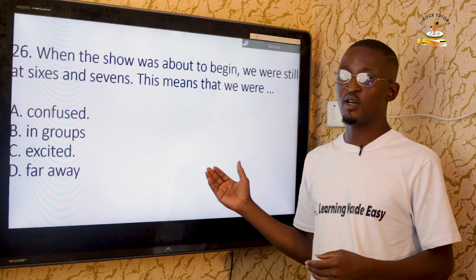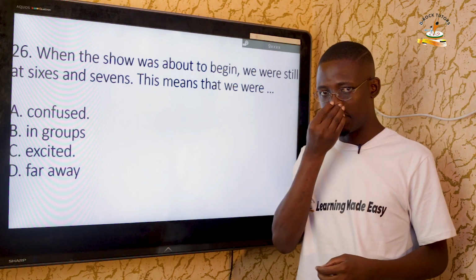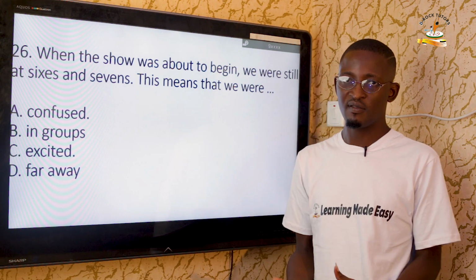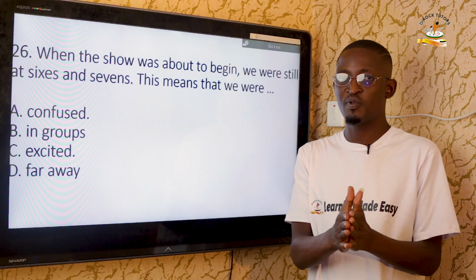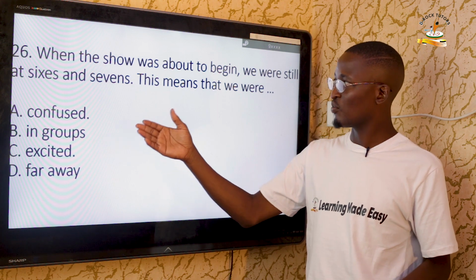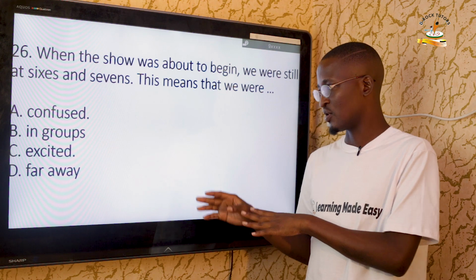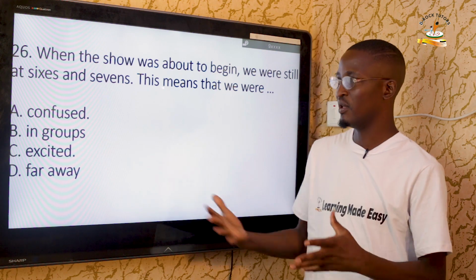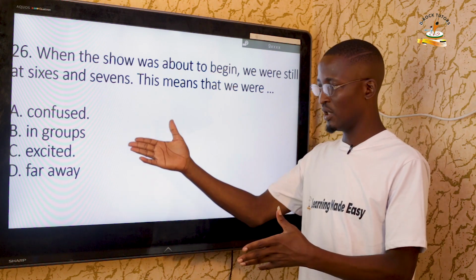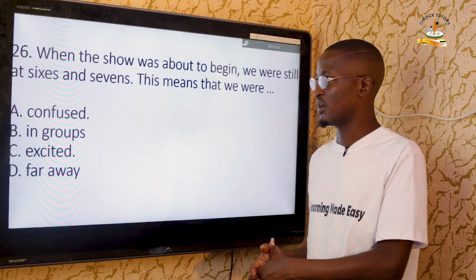When the show was about to begin, we were still at sixes and sevens. So what does it mean to be at sixes and sevens? Intimate, in a close group, in close range. So that is in groups. When the show was about to begin, we were still at sixes and sevens. That is, we were in groups. So maybe later on, they could be far away or no longer very close to each other.